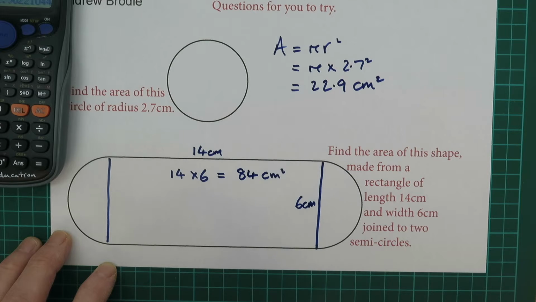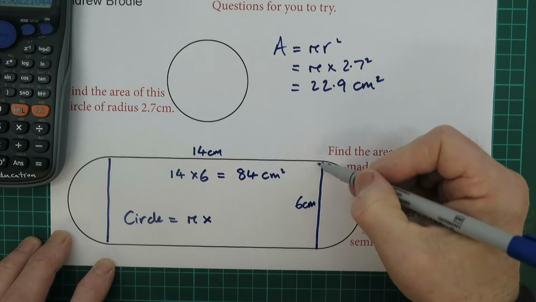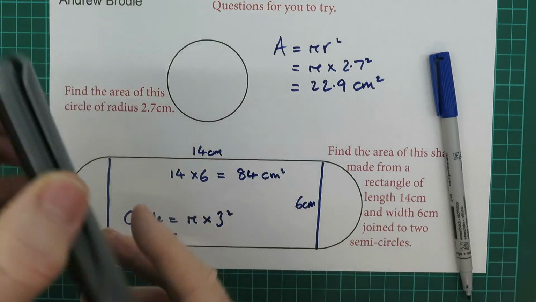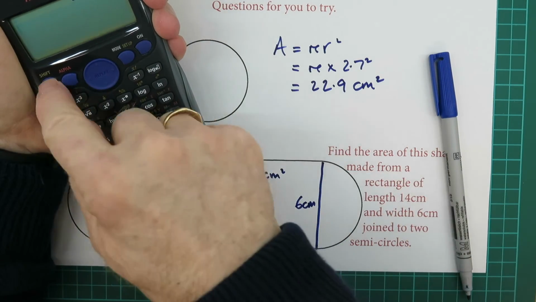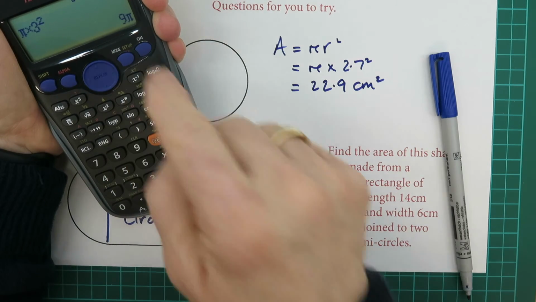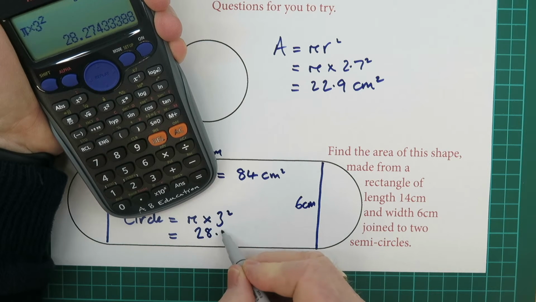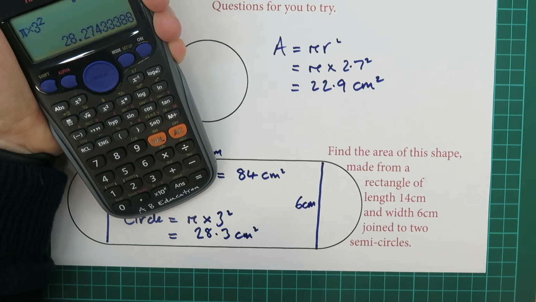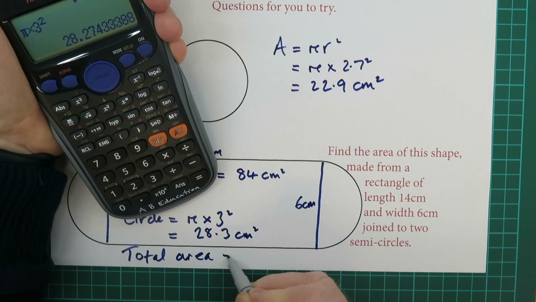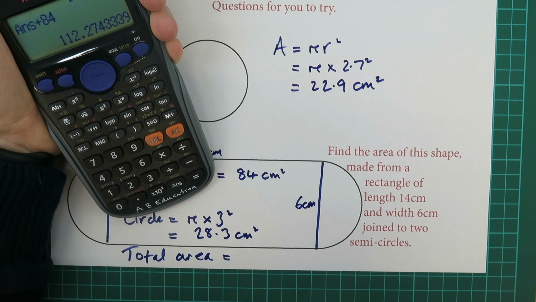That's the rectangle. Now the circle is going to be pi times 3 squared, because the diameter is 6, so it's going to be 3 squared. Given the answer in terms of pi, press SD. So we're going to say 28.3 square centimetres to one decimal place. The total area is the 28.3 plus the 84, so we'll just add 84 there, and we'll get 112.3 square centimetres.